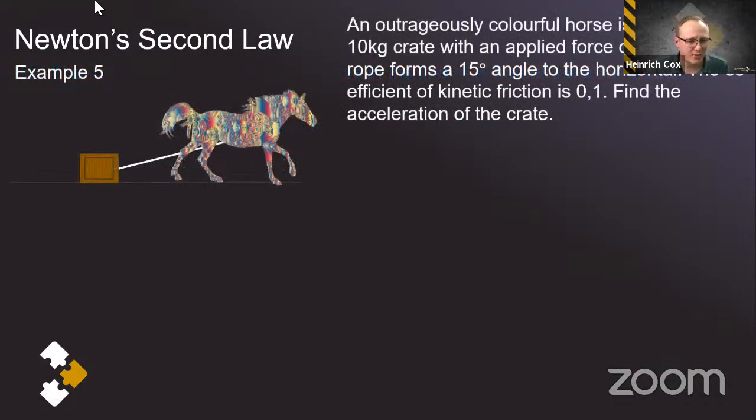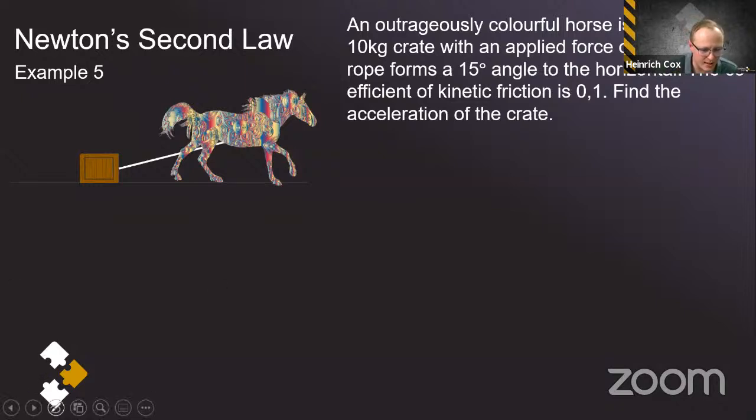Okay, so let's have a look here at an example. So we've got an outrageously colorful horse and it's dragging a 10-kilogram crate with an applied force of 400 newtons. The rope forms a 15-degree angle to the horizontal and the coefficient of kinetic friction is 0.1. Okay, so we've got to go and find the acceleration of the crate. Okay, so let's do this.